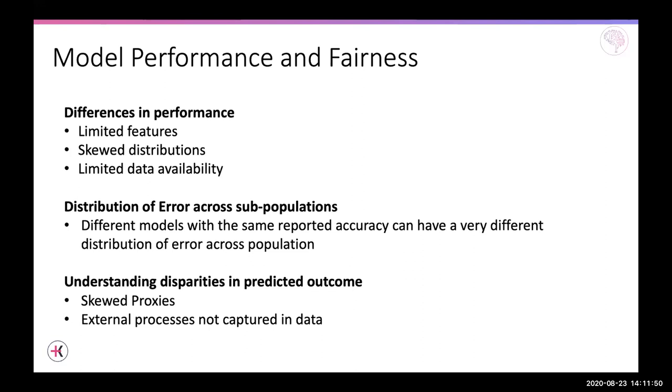And then also, what is the source of disparity between the predictive outcomes? It could be because there are certain proxies, as Dr. Carley just talked about, and also there are external processes which are just not captured by the data per se. So if you are seeing differences in the distributions and also in the model performances, maybe it's because we just don't have access to rich enough data, or there are other processes affecting that.